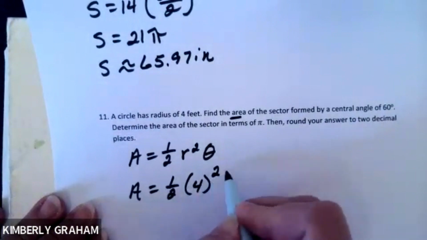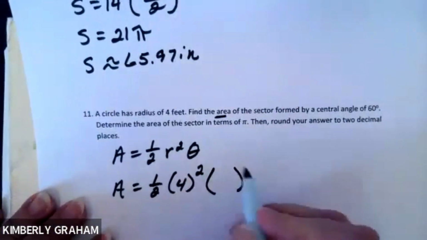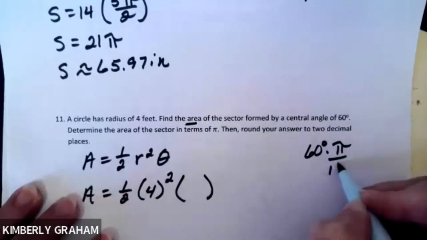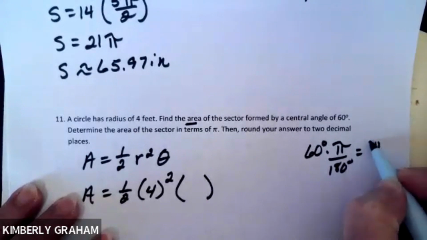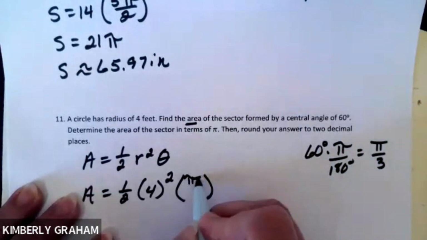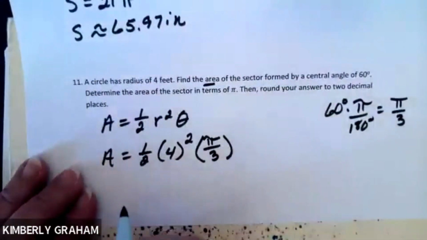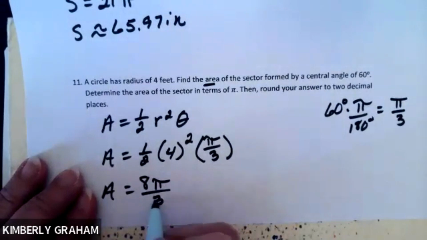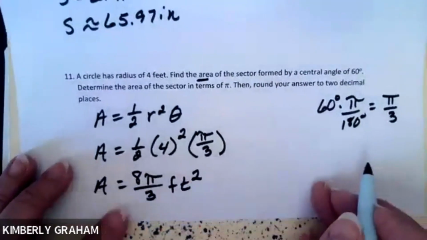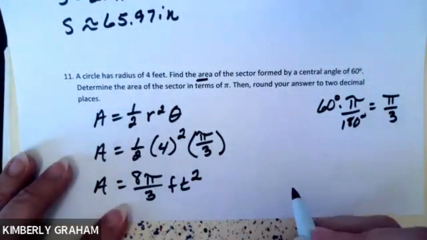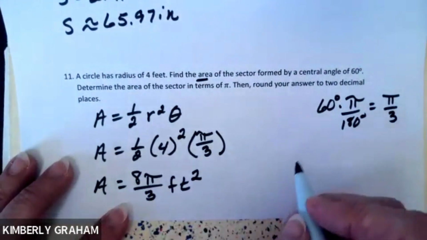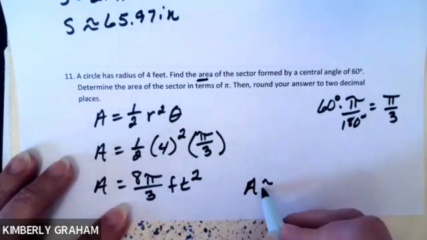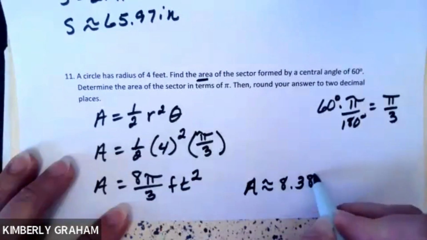So I have 4 squared times my theta, and theta is 60 degrees. So multiply that by pi over 180, and that gives me pi over 3. So put that into my formula. Multiply all of this. I have 8 pi over 3, and that unit is feet squared. When I put this in the calculator and round it to the nearest hundredth, round it to 2 decimal places, my area is going to give me approximately 8.38 square feet.